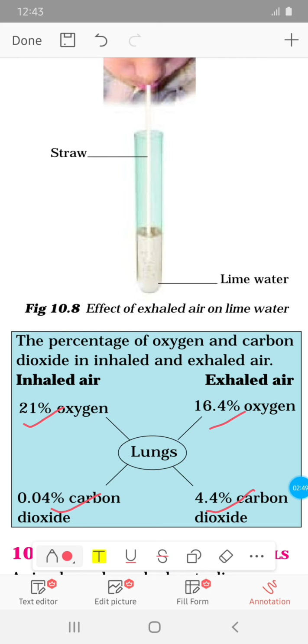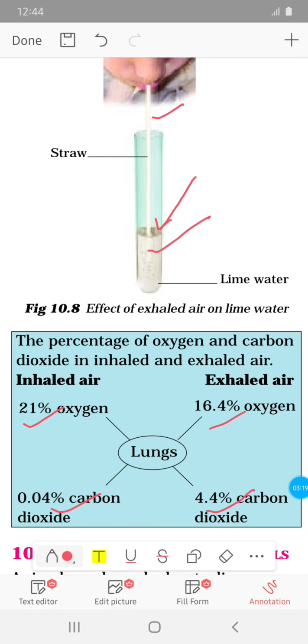Now, the effect of exhaled air on lime water. In a test tube, we take freshly prepared lime water. And with the help of a straw, air is blown into it a few times. After doing so, we find the lime water turns milky. What is the cause of it? Try to explain this change on the basis of what you have learnt in chapter 6.